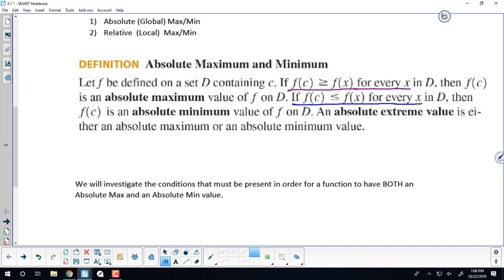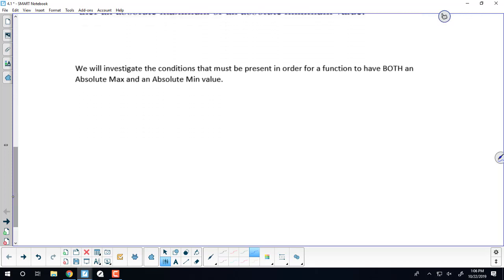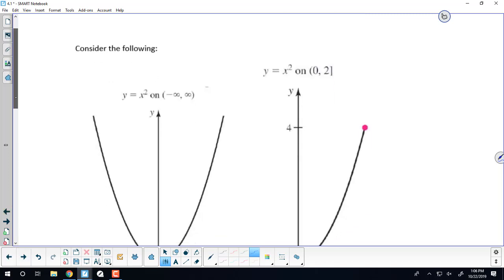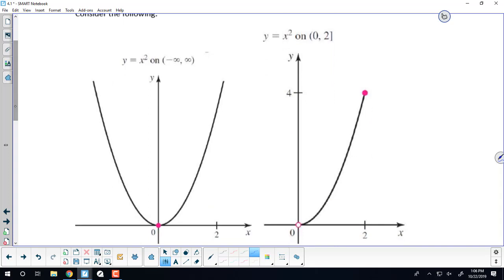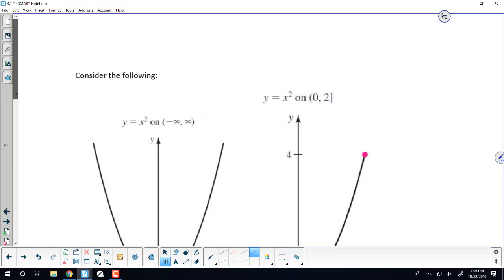So what we're going to look at first is what conditions must be present so that we can guarantee both an absolute maximum and an absolute minimum. So we'll just look at that with a specific example, nothing really formal. We'll consider the function x squared on various domains. And again, we're after what conditions would guarantee us both an absolute maximum and an absolute minimum.